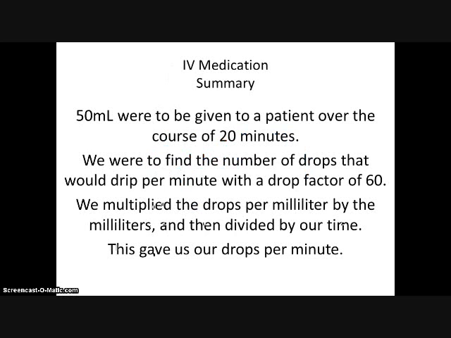In summary, 50 milliliters were to be given to a patient over the course of 20 minutes. We were to find the total number of drops that would drip per minute with a drop factor of 60. We multiplied the drops per milliliter by the milliliters and divided by our time. This gave us our drops per minute.